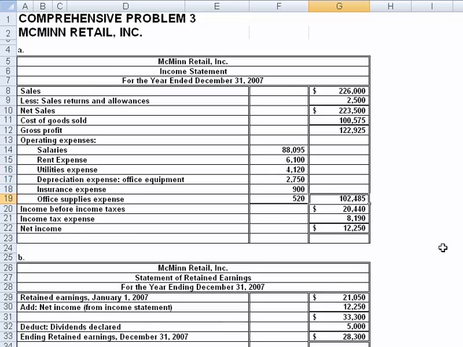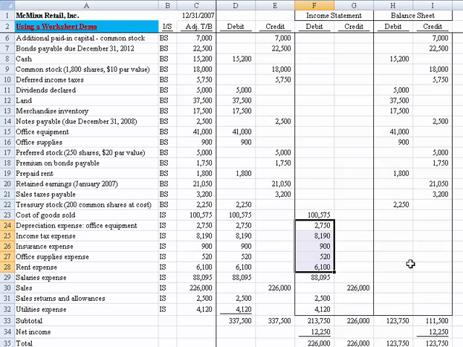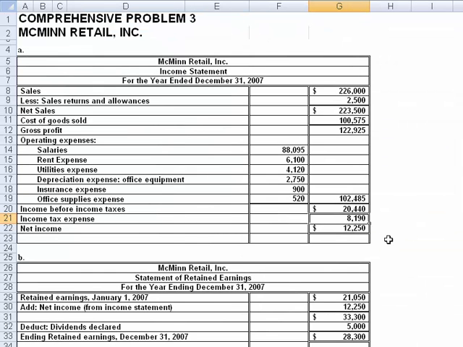Create a subtotal for all of those expenses. Gets us to income before tax. Then we back off the income tax expense of $81.90, which you see coming right there. Okay, and we're able to produce net income of $12,250.